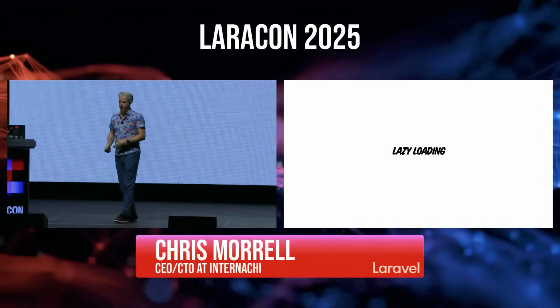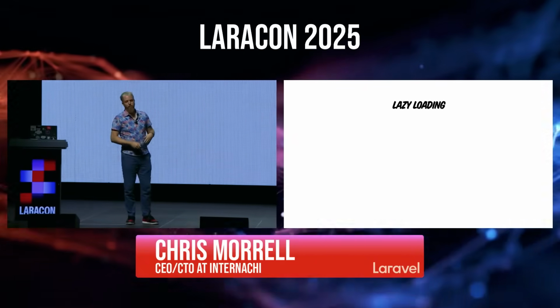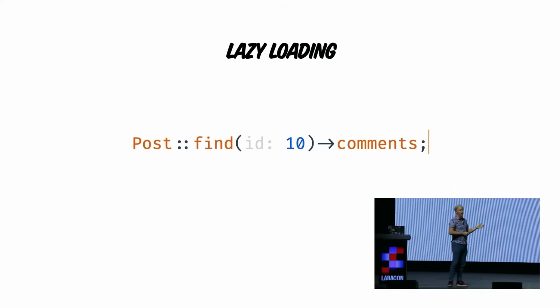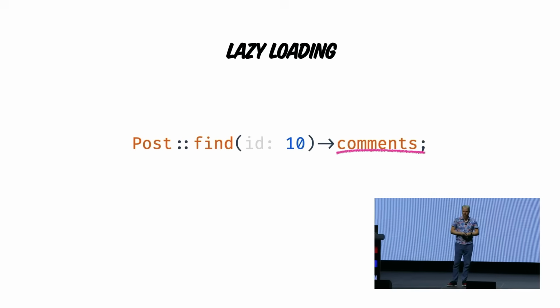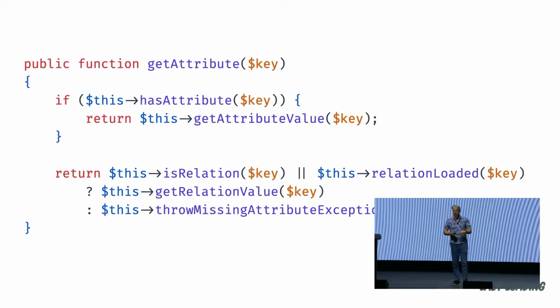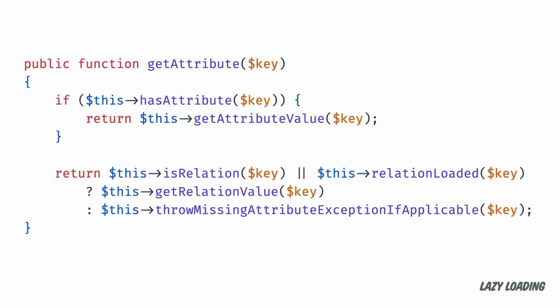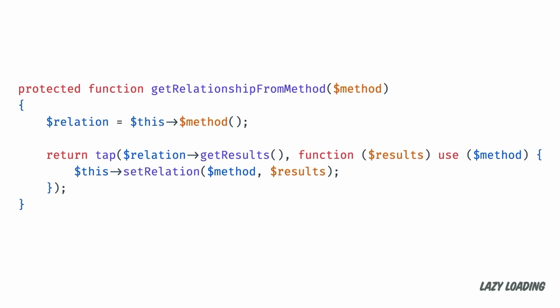We're going to be starting with lazy loading. Lazy loading is when you do something like this, right? We're going to load a post directly from the database, and without asking for it ahead of time, we're going to try to load the comments relation off that model. When we do that under the hood, we're going to be calling this get attribute method. And if that attribute is a relation, it's going to call get relation value, which ultimately gets us to get relationship from method. It's going to instantiate our relation, and in this case, this is just our model.